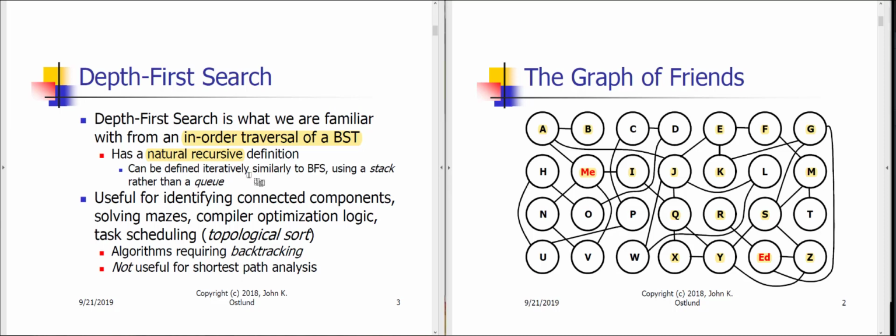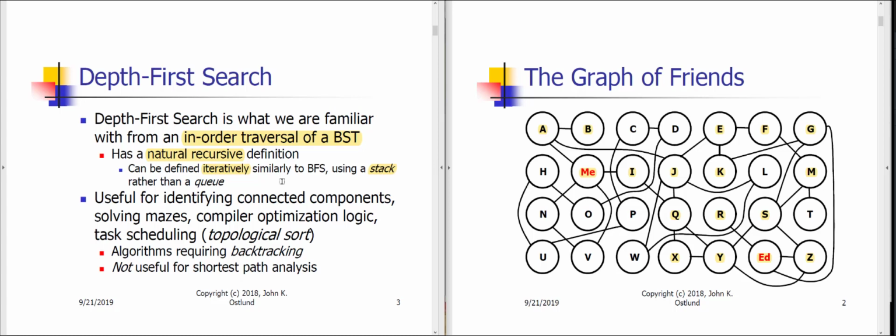Now, it is possible to define the depth-first search algorithm iteratively. Basically, it's very similar to the outline of the breadth-first search code, except that you use a stack to contain unvisited nodes rather than a queue. In fact, as a general thing, if you have a recursive algorithm and want to turn that into an iterative algorithm, you frequently end up using a stack to support that.